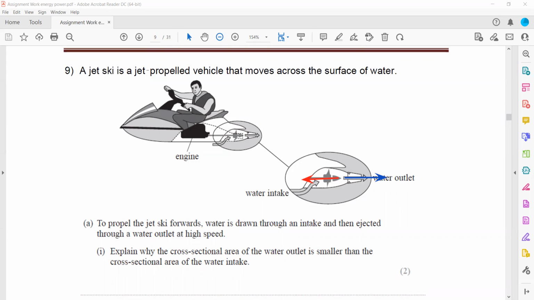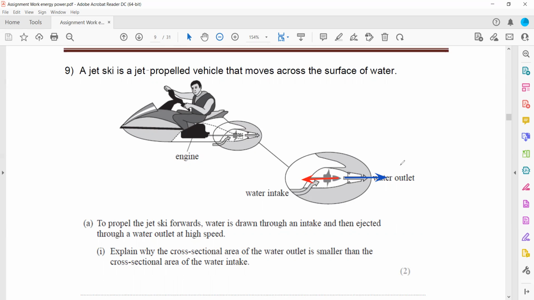As a result, the water will also apply an equal force but in the opposite direction on the jet ski, and due to this, it will create a resultant force on the jet ski. And when there is a resultant force, what will happen? The jet ski starts to accelerate.